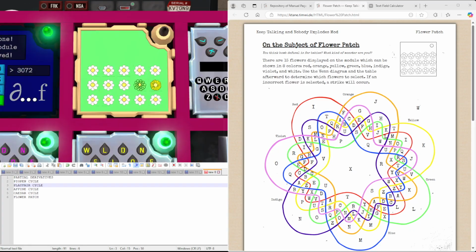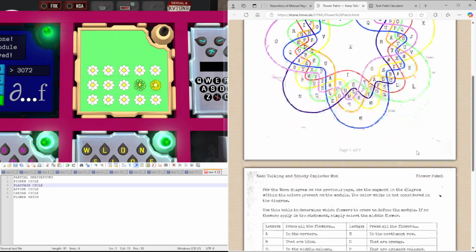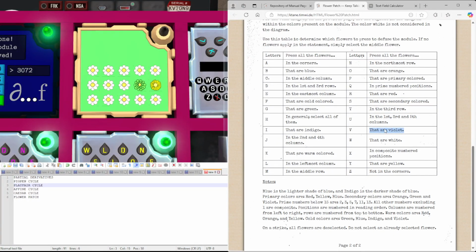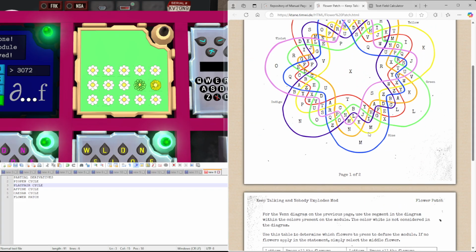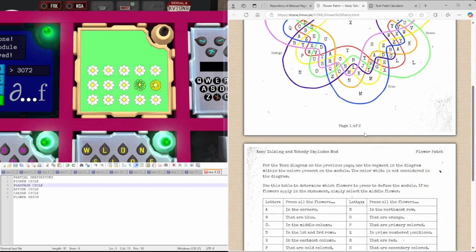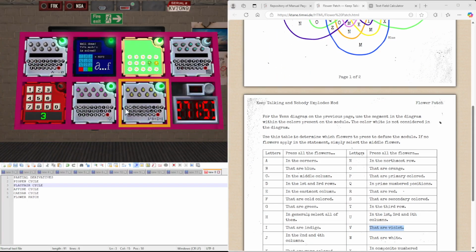With flower patch, we have green and yellow. Green and yellow is V. That's a violet. Okay. Then Playfair cycle.